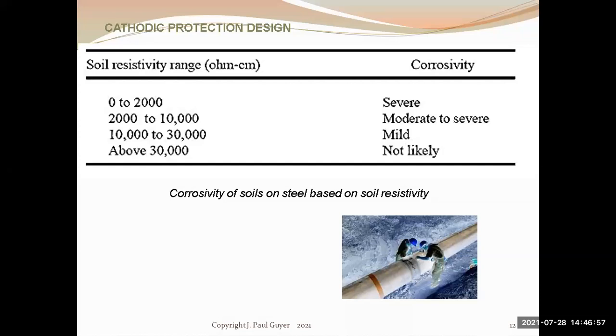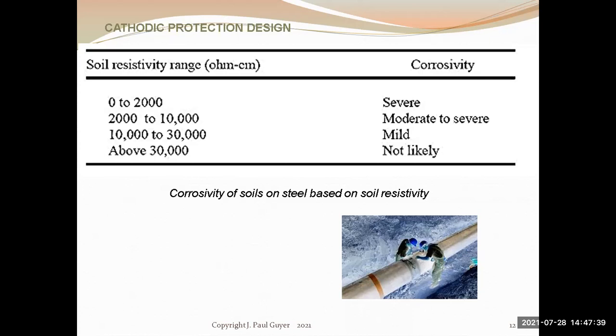So if you go out there as part of your field work, conduct a soil resistivity study, and the field work indicates the soil has a resistivity in the range of 0 to 2,000 ohm centimeters. Now, ohm centimeter is the unit of soil resistivity. For each centimeter that the current passes through the electrolyte soil, it encounters so many ohms of resistance.